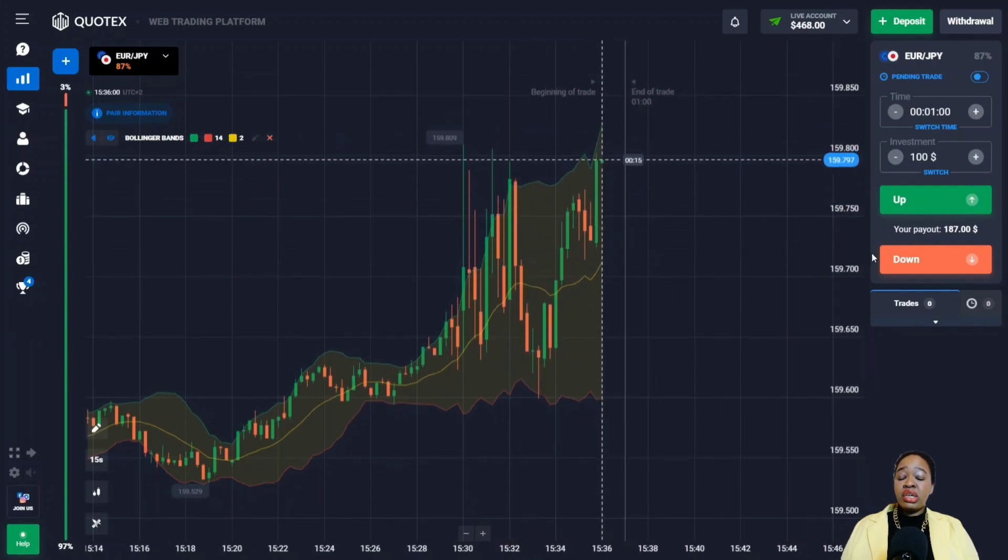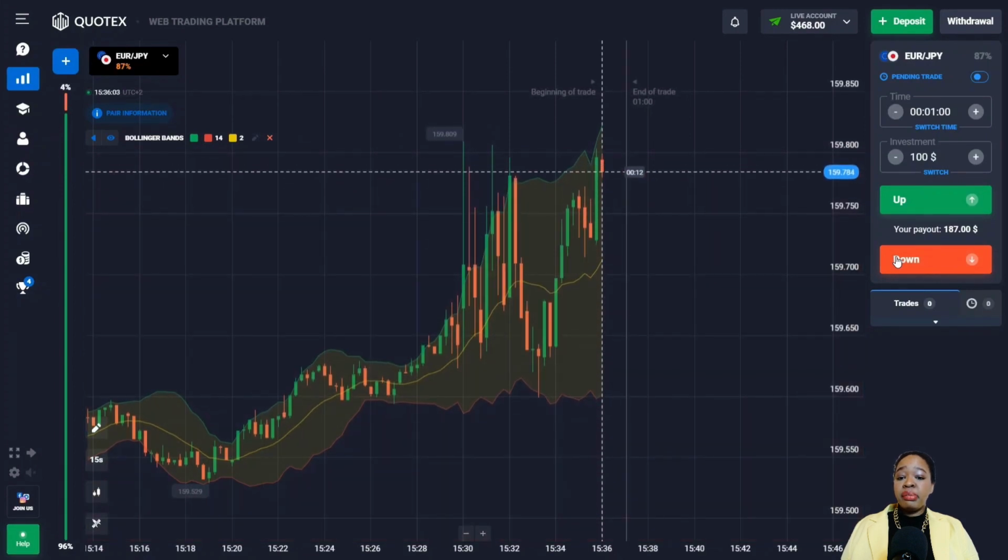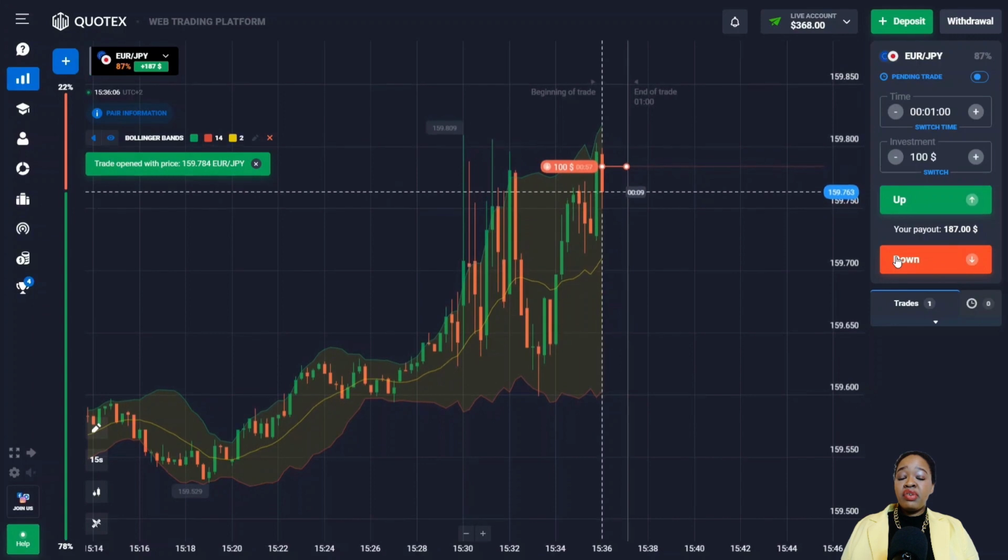So here I suggest opening a trade in a similar scenario. You can see that now the chart has also reached the upper limit by impulse, so I'm expecting a fall from this point.